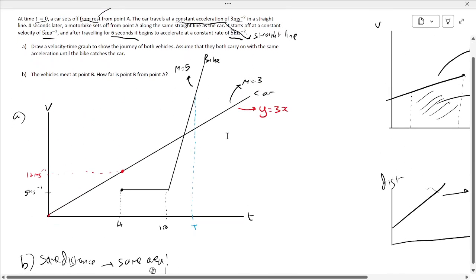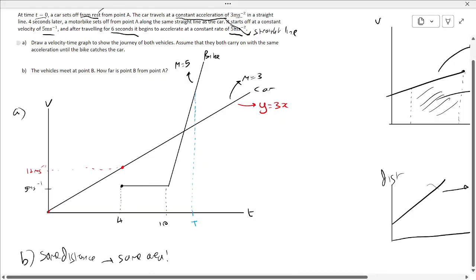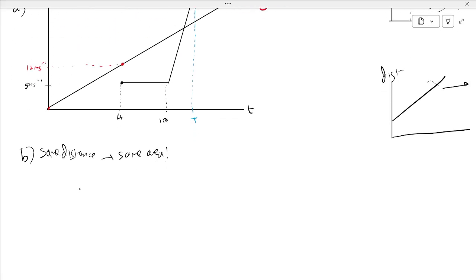Again, I'm not using SUVAT here. With SUVAT, you have to break it up into each different straight line section. You have to bear in mind that the bike sets off 4 seconds later. That will affect you. You have to use t and t minus 4 for the value of t in that SUVAT. It's a little bit simpler just to use equations of straight lines.